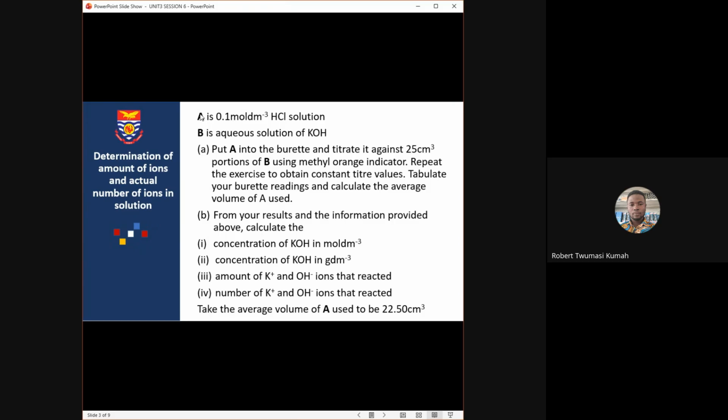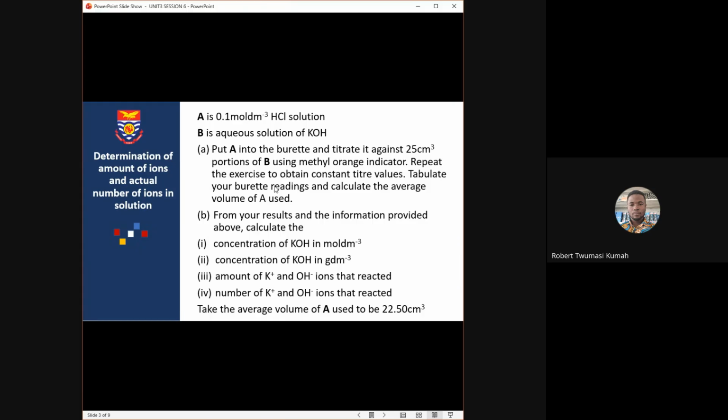So A, our titrants, B, our analytes. There's an exercise for us to do. What are we to find? Concentration of potassium hydroxide in mole per dm cube, in gram per dm cube, amount of potassium ions, hydroxide ions, number of K and OH. They are there plenty, but very simple to deal with.